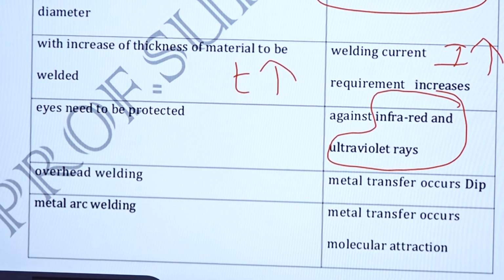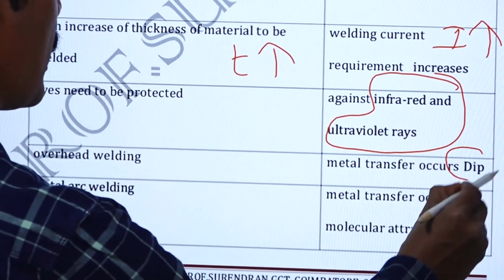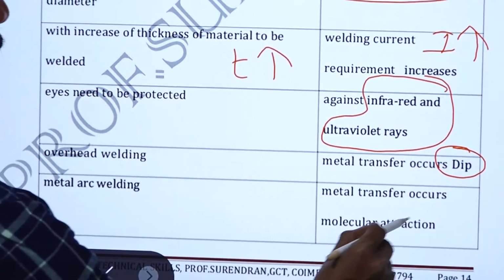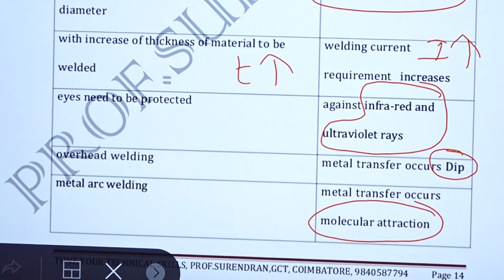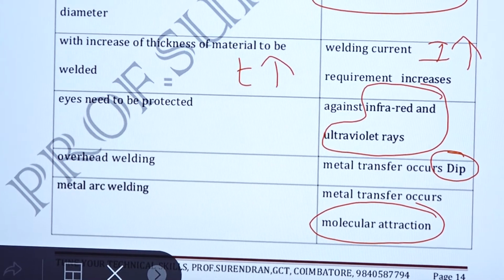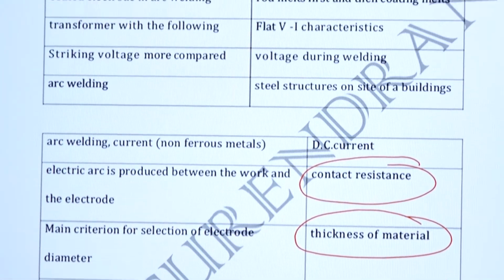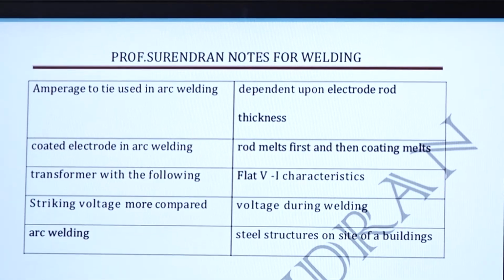So we use a shield in welding. In overhead welding, the metal transfer is dip transfer. In metal arc welding, it is molecular attraction, and in overhead welding, metal is transferred by dip transfer.